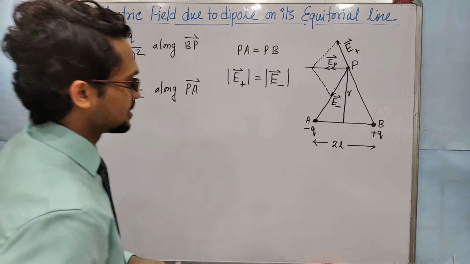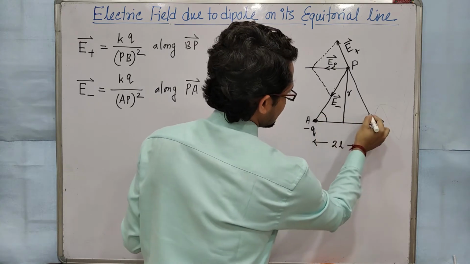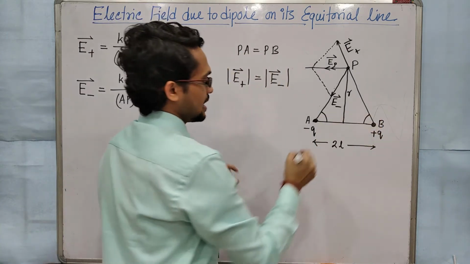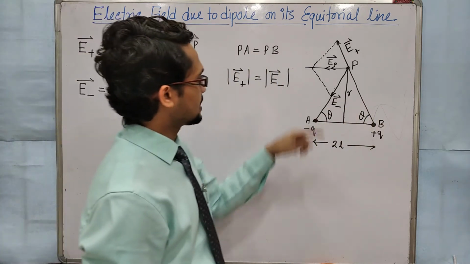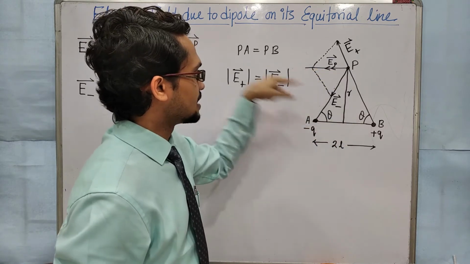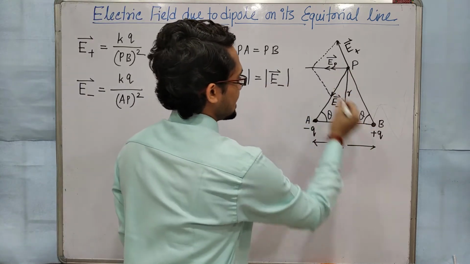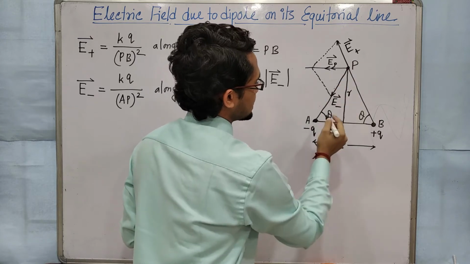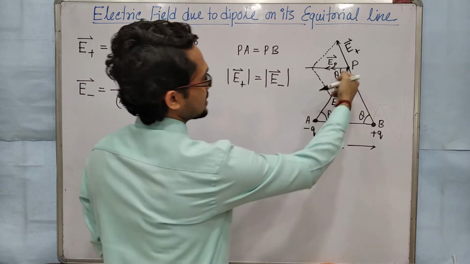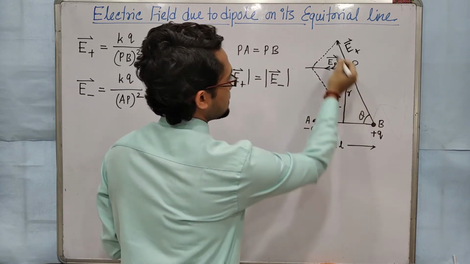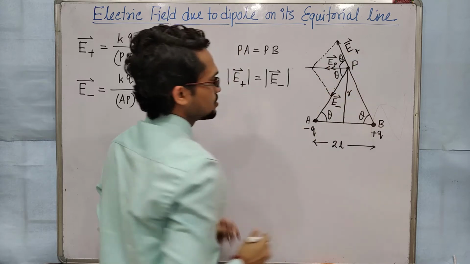Now how will you calculate it? This is an isosceles triangle PAB, so this angle and this angle are equal. I am taking it as theta, so this will also be theta. This line and the AB line are parallel, and AP is the transversal, so this angle and this angle will be equal. Again, with BP as the transversal, this angle and this angle will be equal, and equal to theta.